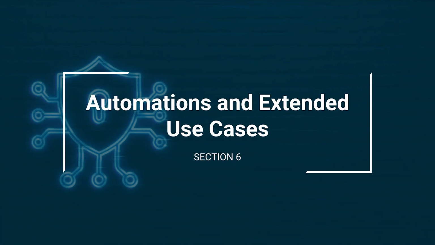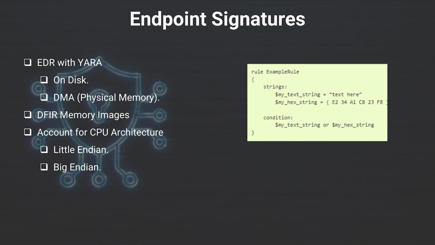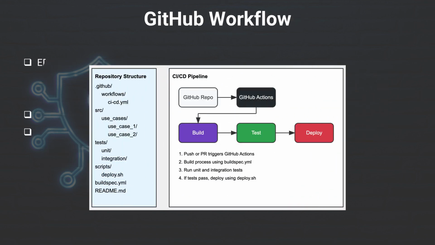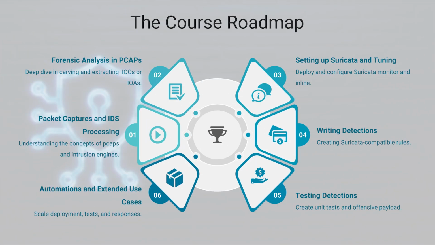In section 6, we'll learn about the automations and extended use cases on how to scale deployments of your rule sets. We'll figure out the responses and how to utilize CI/CD pipelines to actually make our detections more viable for an enterprise-wide setup. We'll close up with section 7, which is really a course wrap-up and my personal recommendations on how you can apply all these concepts to the further enterprise.